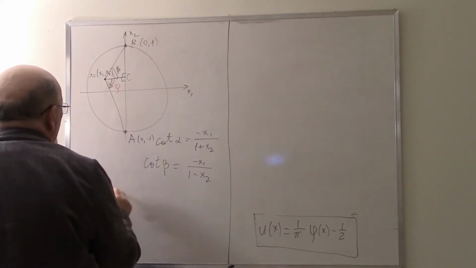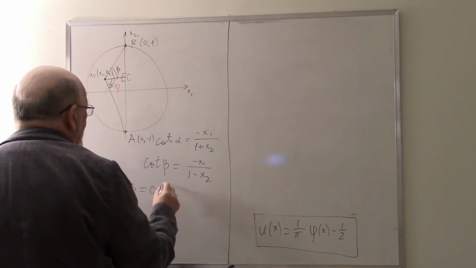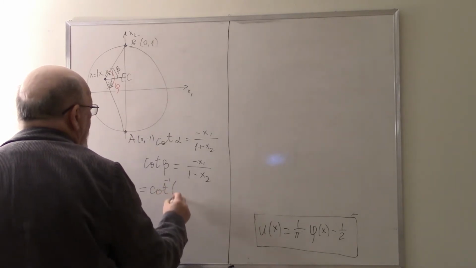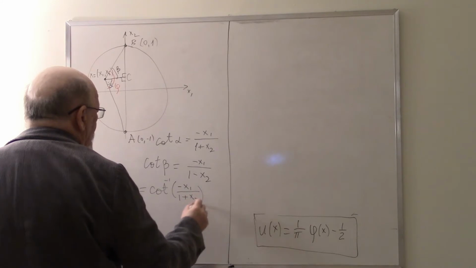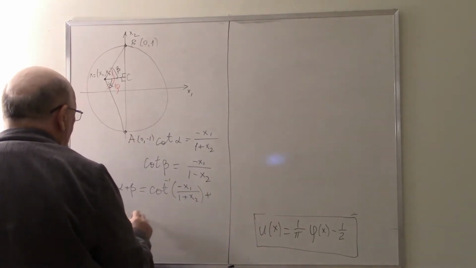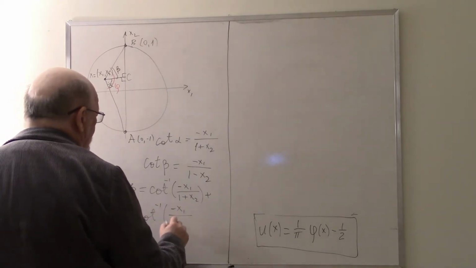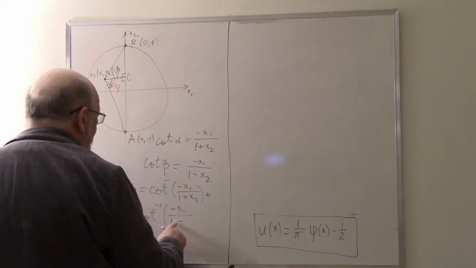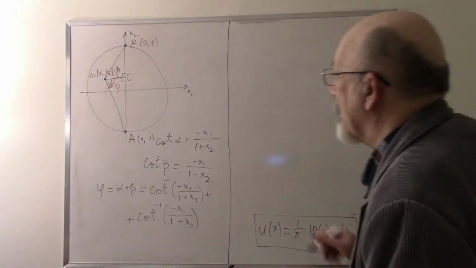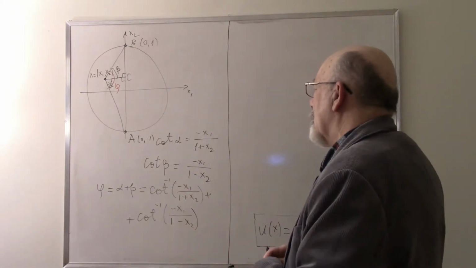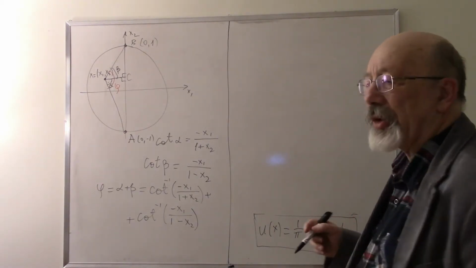well, phi equals alpha plus beta equals cotangents minus 1 of minus x1 divided by 1 plus x2 plus cotangents minus 1 of minus x1 divided by 1 minus x2. Yeah. So we found the angle phi, and now we have to substitute it here. But to be sure, let us check this answer.